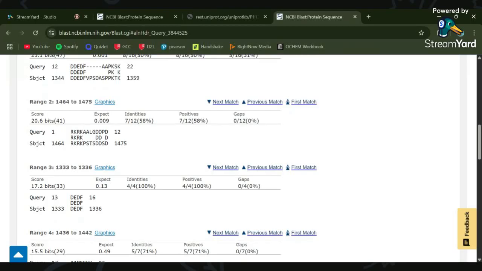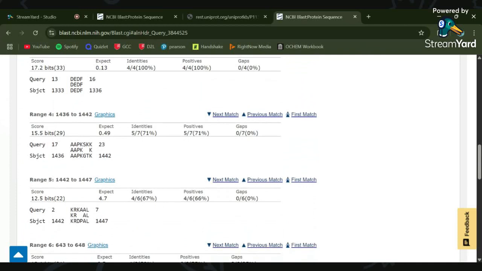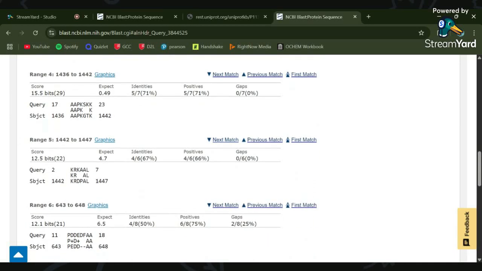Was it H, maybe? I don't remember. I can't remember. But this is definitely not the same localization signal. No, it has elements of it. So we want to see, anything with RK is going to be important.